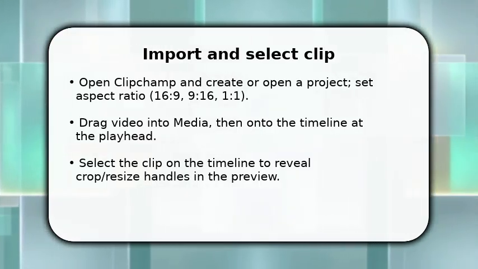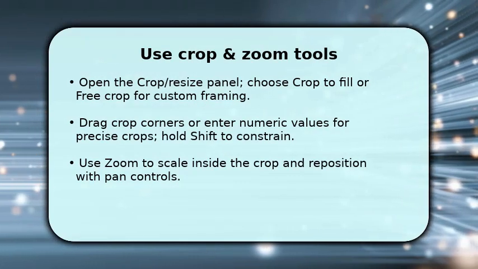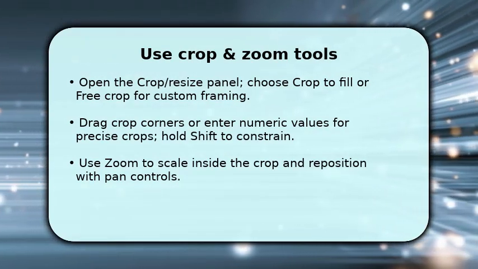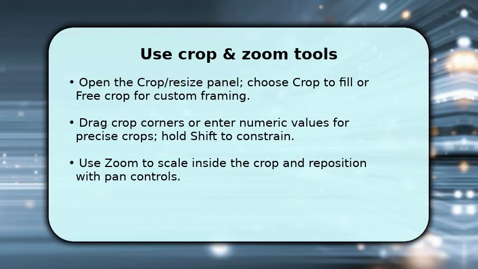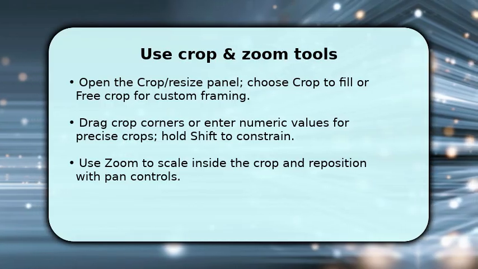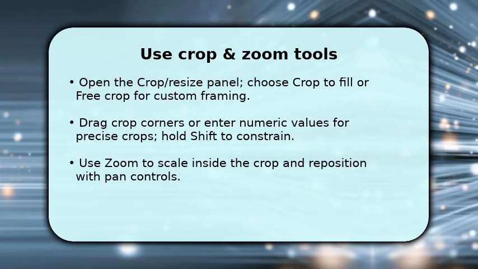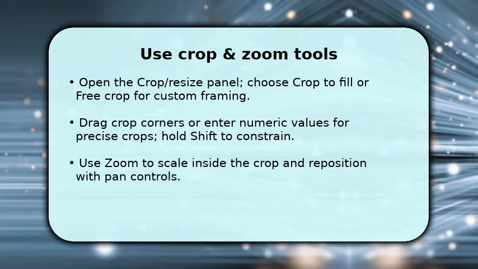Next, open the crop and resize options to choose a method. Crop to fill auto-fits the aspect ratio, while free crop lets you define exact edges. You drag the corner handles to trim edges, and you can type numeric values for precision if you need consistent framing across clips. Once cropped, use zoom to scale the subject and pan to reposition the focal point.